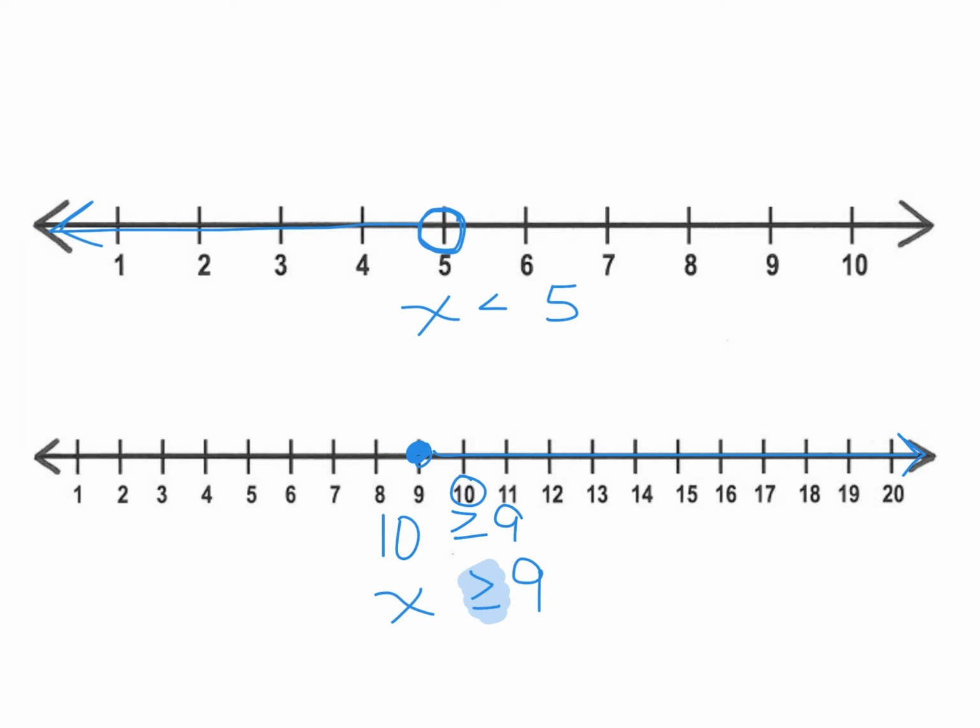So again, when you are graphing inequalities, make sure you pay attention to whether you have an open or a closed point, and then also what direction you are going to highlight on your graph.